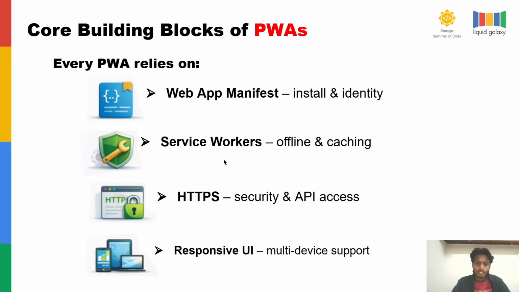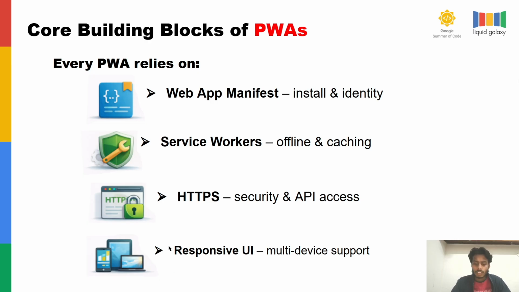The second building block is service workers. Service workers run in the background, separate from the main UI. They handle things like caching resources, enabling offline use, and improving performance. This is what allows a PWA to work even when the internet connection is weak or unavailable. The third building block is HTTPS. This is important because it ensures secure communication, it protects user data, and it also allows access to advanced browser APIs. Without HTTPS, many powerful PWA features simply will not work.